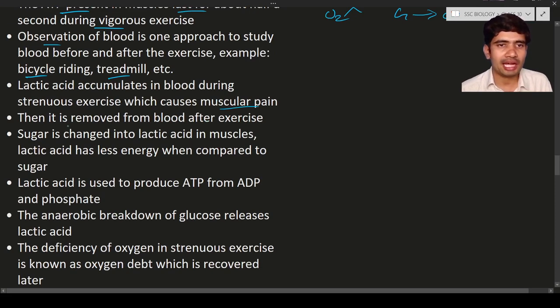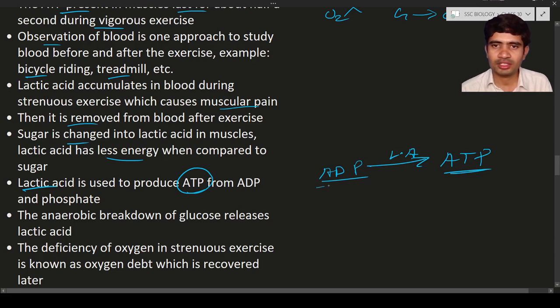The lactic acid is slowly removed from the blood after the exercise. Here the sugar is changed into lactic acid in muscles. Lactic acid has less energy compared to sugar. But even though it has less energy, lactic acid has some amount of energy. This lactic acid is used to produce ATP from ADP. So this is the difference.